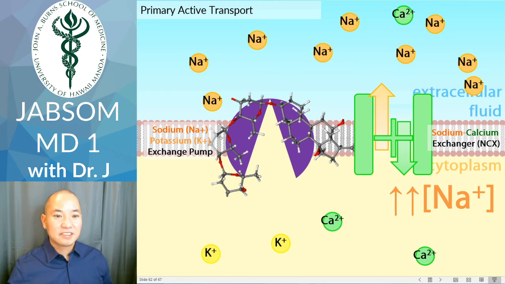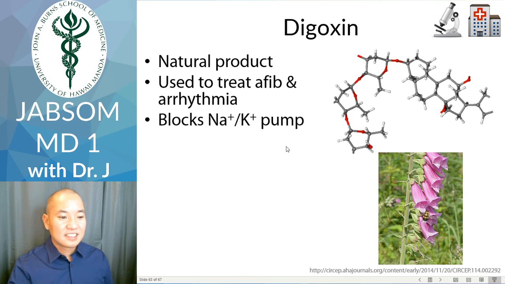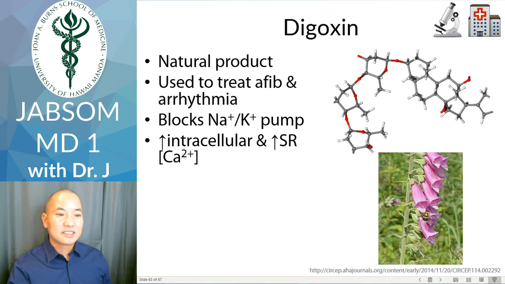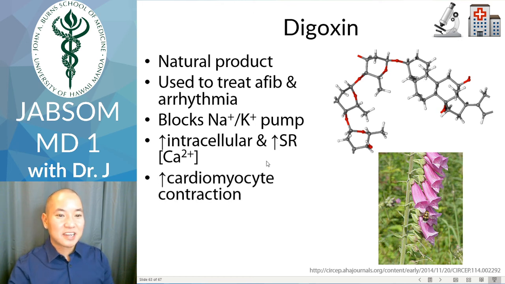Well, if you have increased calcium, that means stronger contractions due to having more calcium inside of the cardiomyocyte or heart muscle cell. So again, to recap, digoxin blocks that sodium-potassium pump. This causes an increase in intracellular and sarcoplasmic reticulum calcium. Again, more in MD2 if you want to learn all about that, or you will have to learn about that. But due to that sodium-calcium exchanger and that increased intracellular sodium, this brings more calcium in through that exchanger. More calcium means stronger contractions.